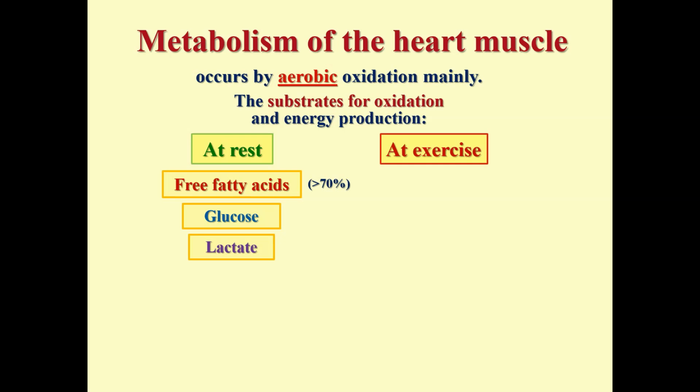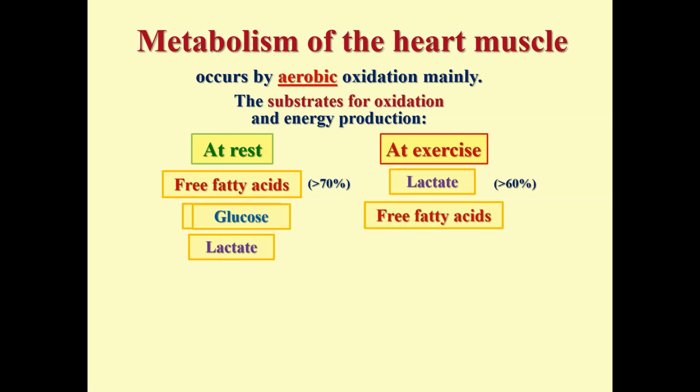For a case of physical activity, exercise, when the heart should work stronger, the position of these three substrates is changed in such a way that lactate occupies the first place, up to 60%, and shifts the other substrates, such as fatty acids, to the second place, and glucose correspondingly moves to the third place.